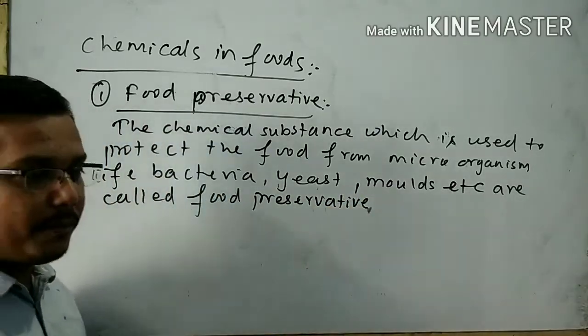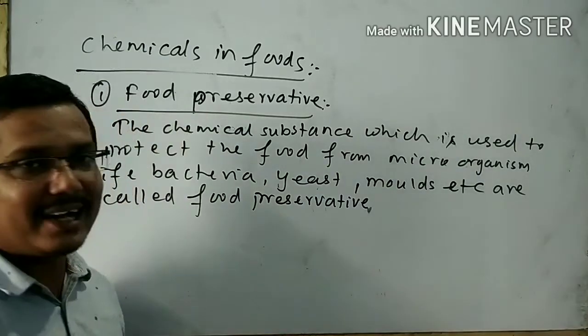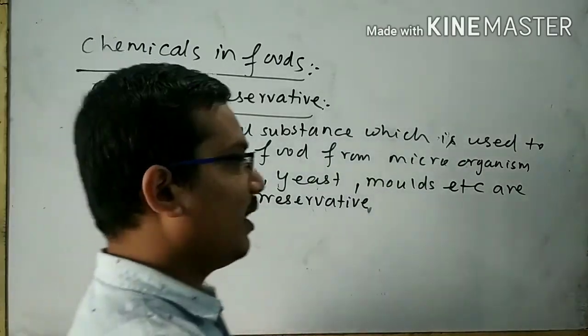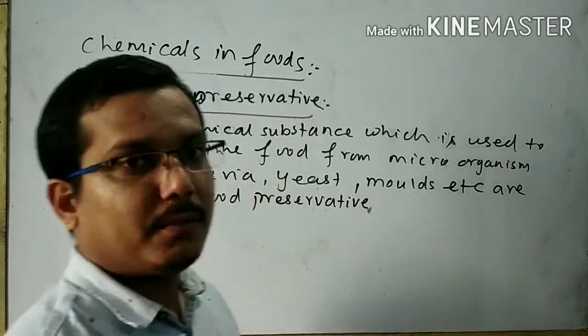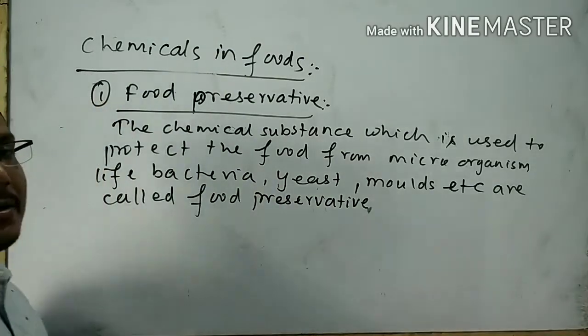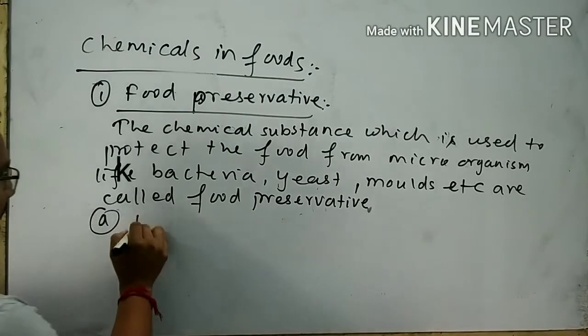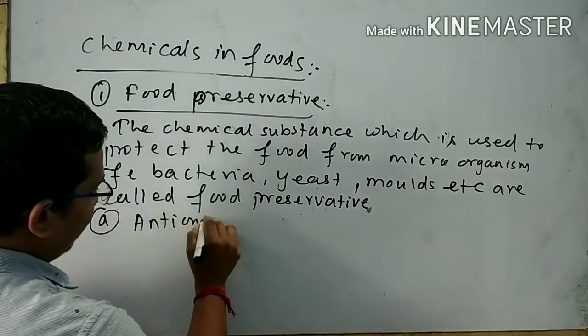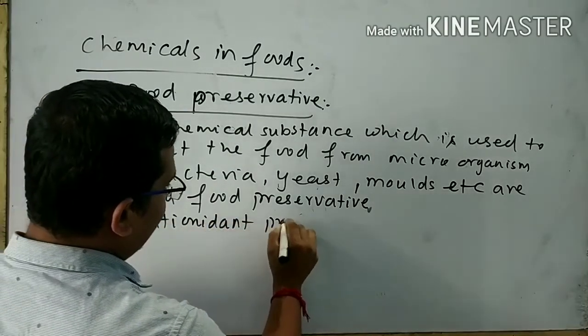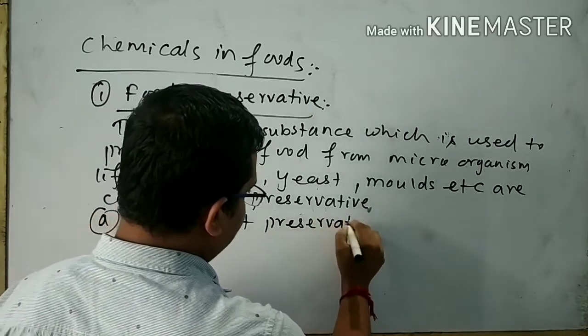There are different types of food preservative. First is your antioxidant food preservative. Next is your anti-ripening food preservative. Next is your antimicrobial food preservative. At first I will discuss the antioxidant preservative.